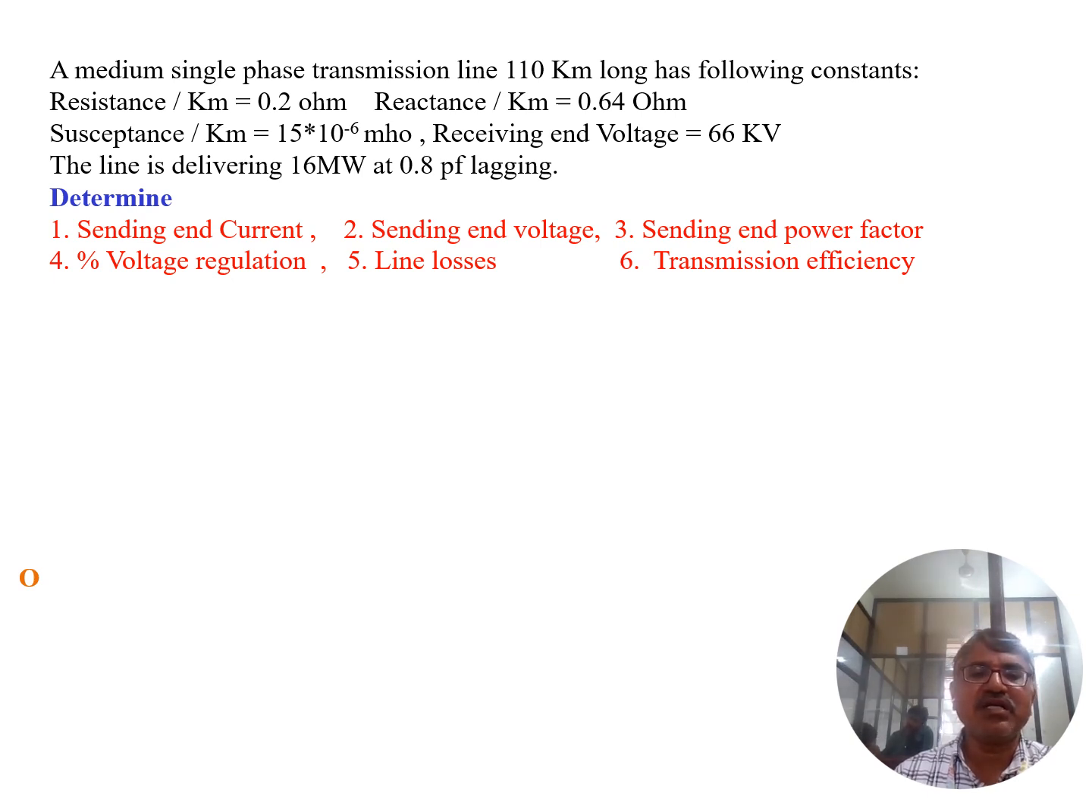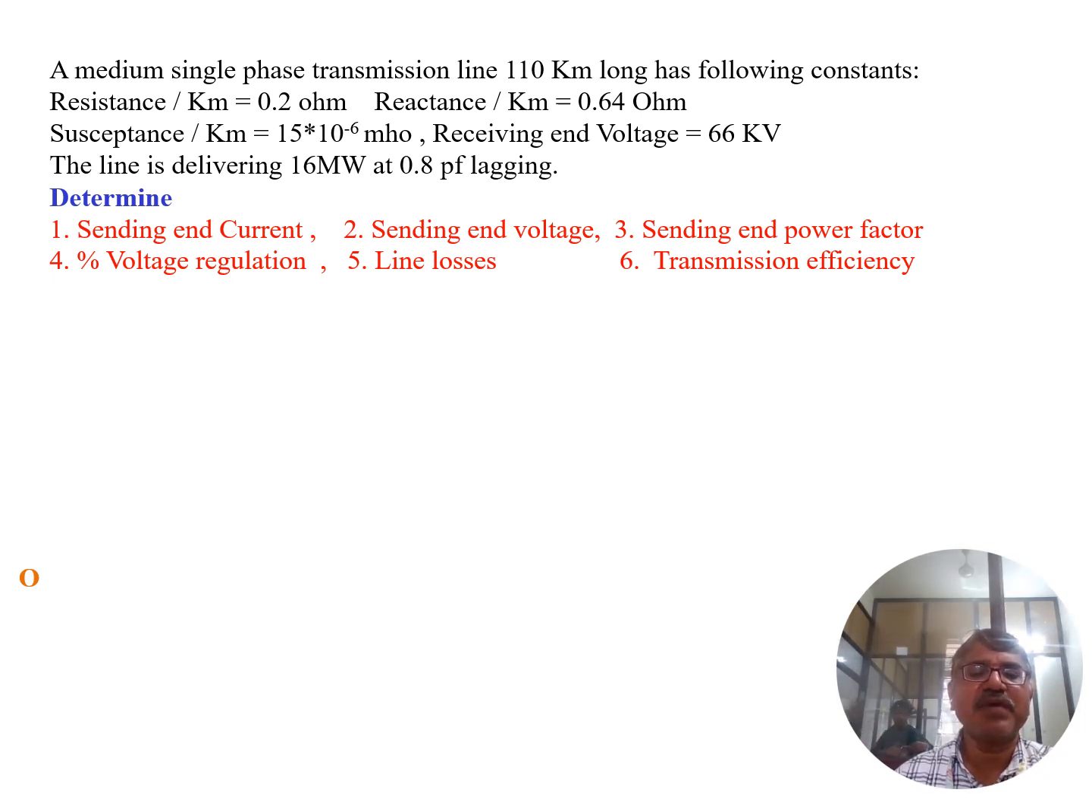Generally, medium transmission lines are modeled as nominal T, nominal pi, and end condenser networks. The network's performance can be analyzed by various parameters. They are sending end voltage, sending end current, sending end power factor, percentage of voltage regulation, line losses, and transmission efficiency.